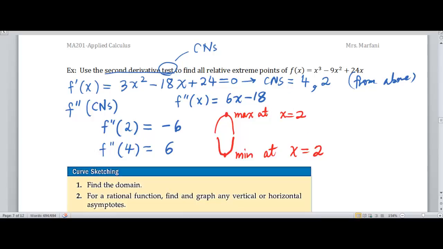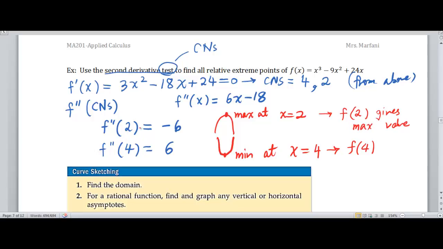You take your critical number and plug it into the original function, and that gives you the actual value. Oh, I made an error here, my apologies. This should say min at x equals 4. And f of 2 gives the max value. My apologies again. Okay, so let's do this again.